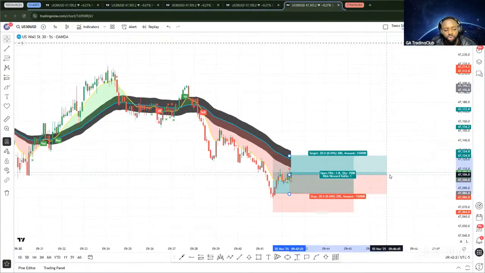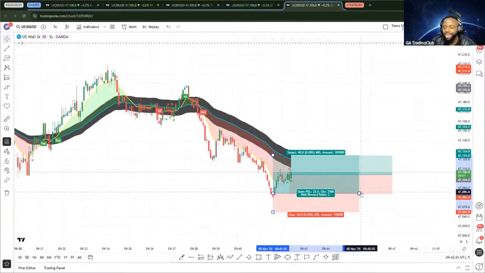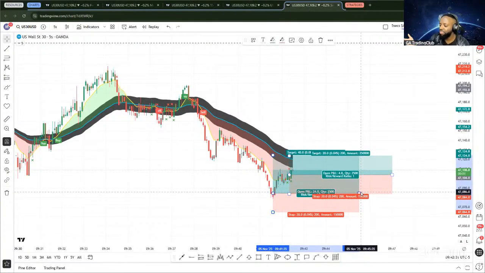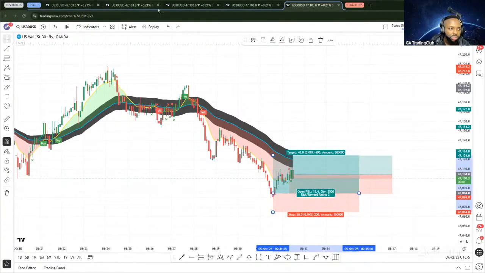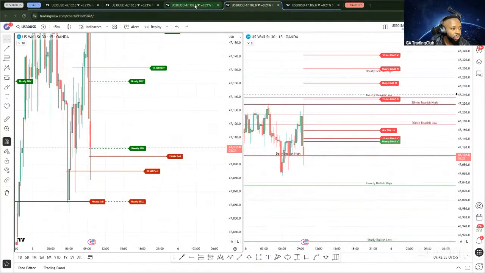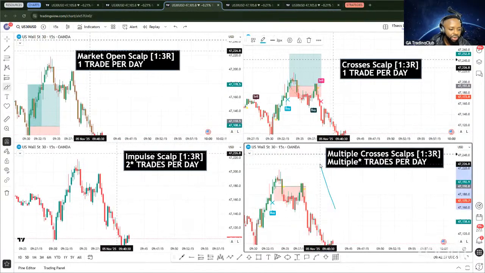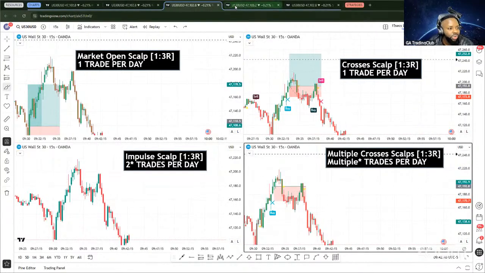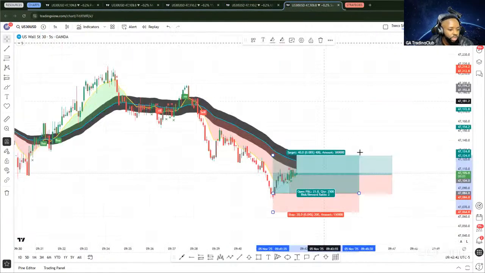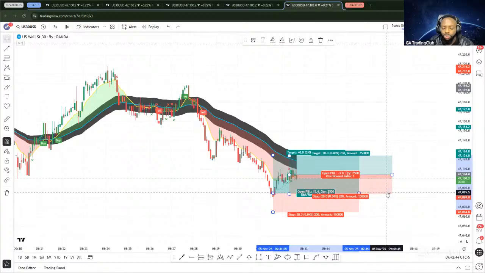The reason I also want to move to the crosses is that they have a 1:3 risk to reward, or even at the very least, the market open rejection scalp. So pretty much any of this here, they have a 1:3 risk to reward, compared to what we use here for the official trade, which has a 1:1 risk to reward.